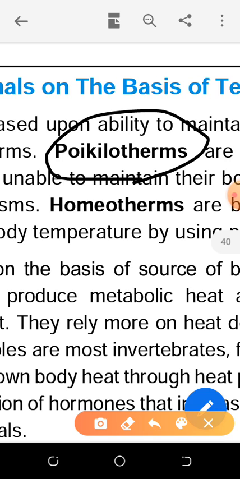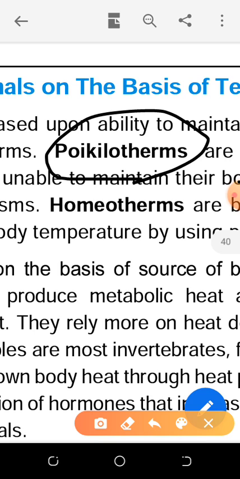Poikilotherms are less developed animals. Homeotherms are more developed animals. They are humans, mammals and birds. We belong to class Mammalia. The birds and class Mammalia are the last two classes of the chordates, and those are the developed homeotherms which can maintain their body temperature. They can produce heat, and they can increase the temperature and decrease the temperature.